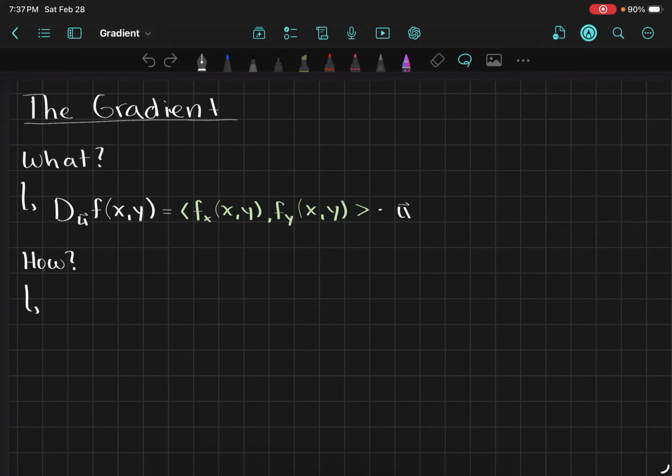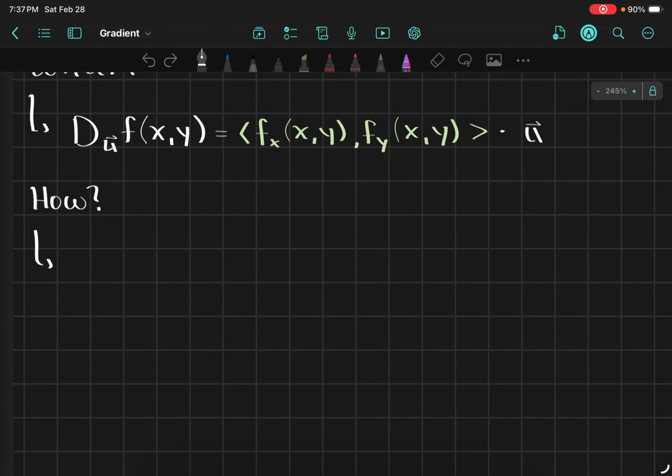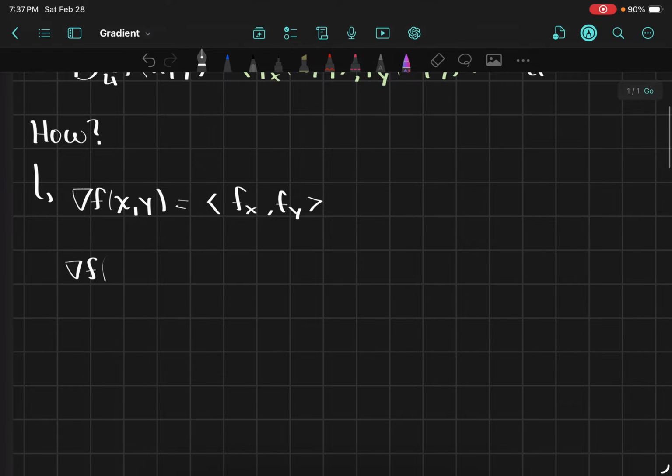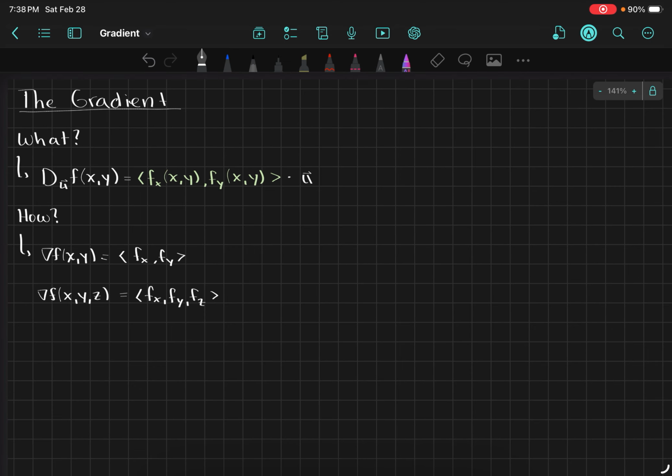Well, how are we going to do this? Exactly what it says there. We are going to make a vector wherein we have the gradient, denoted by this del operator, of f of x, y, which is just going to equal f sub x, f sub y. And similarly, we can do this with three variables, where we have the gradient, denoted by that del vector, of our function of x, y, and z, where we have our f sub x, f sub y, and f sub z. So pretty simple. It really ties in with exactly what a directional derivative is.